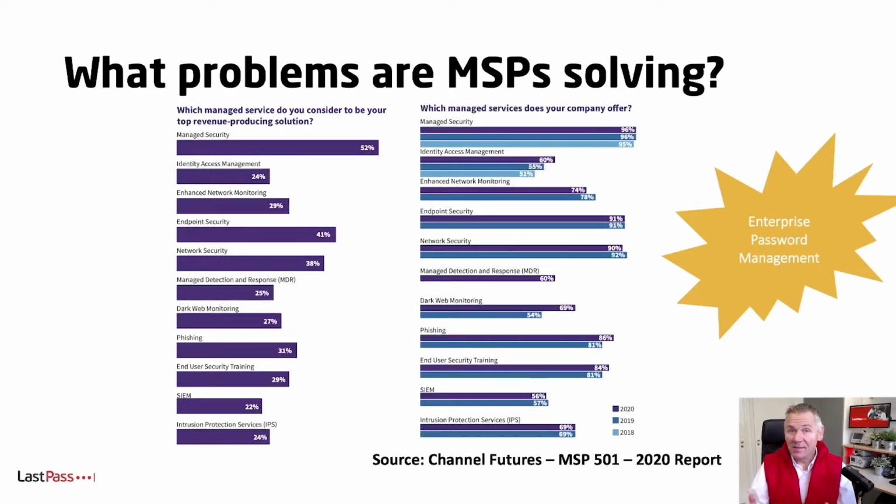In the realm of IT security, Channel Futures did a study in 2020 looking at what services are offered by MSPs and which services generate the most revenue. What is striking is that the identity access and management area is one of the most popular and growing problem areas for MSPs. Enterprise password management for shadow IT is a key area where MSPs can offer additional profitable services to their existing customer base.